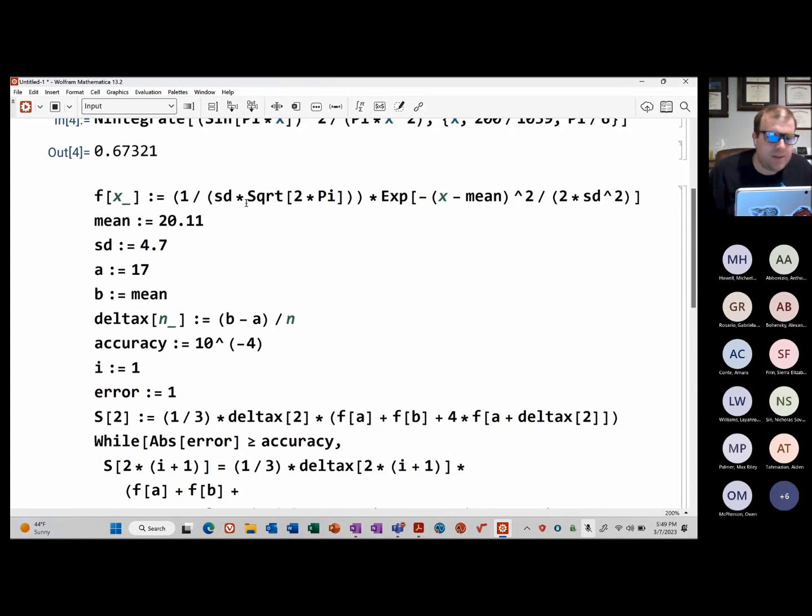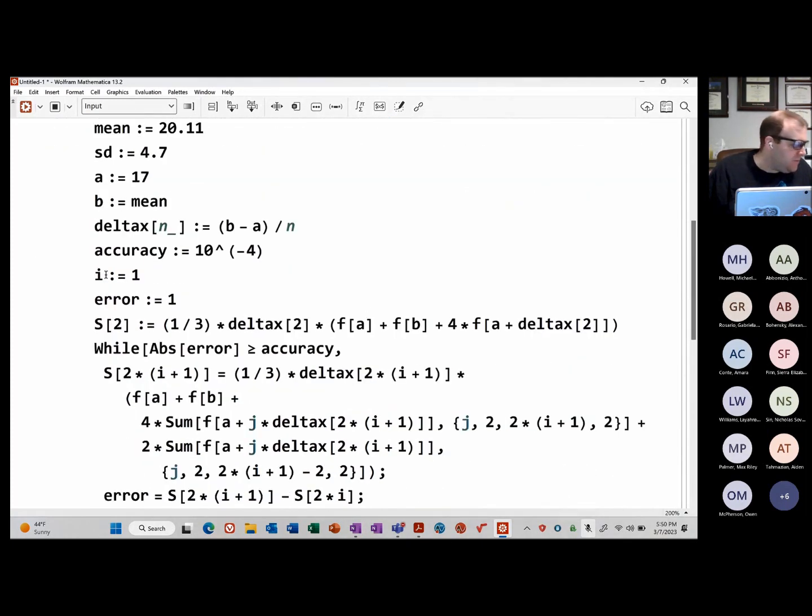Right. Make sure I typed everything in right. So 1 over standard deviation times square root of 2 pi, times e to the negative x minus mean all squared divided by 2 times the standard deviation squared. Mean is 20.11. Standard deviation is 4.7. Yep. a starts at 17. We're going to go 17 to the mean, delta x is b minus a over n. Accuracy, 10 to the minus 4. Yes, that's right. 1/3 delta x of 2 times f of a plus f of b plus 4 times f of a plus delta x of 2.